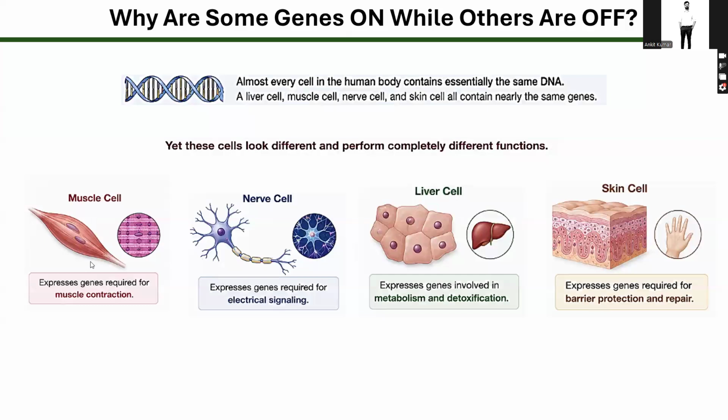Because different cells express different groups of genes. Muscle cells express genes that are required for muscle contraction. Nerve cells express genes that are required for electrical signaling. A liver cell expresses genes that are involved in metabolism and detoxification. And a skin cell expresses genes that are required for barrier protection and repair. So as we have seen, the functionality of all the cells is different.